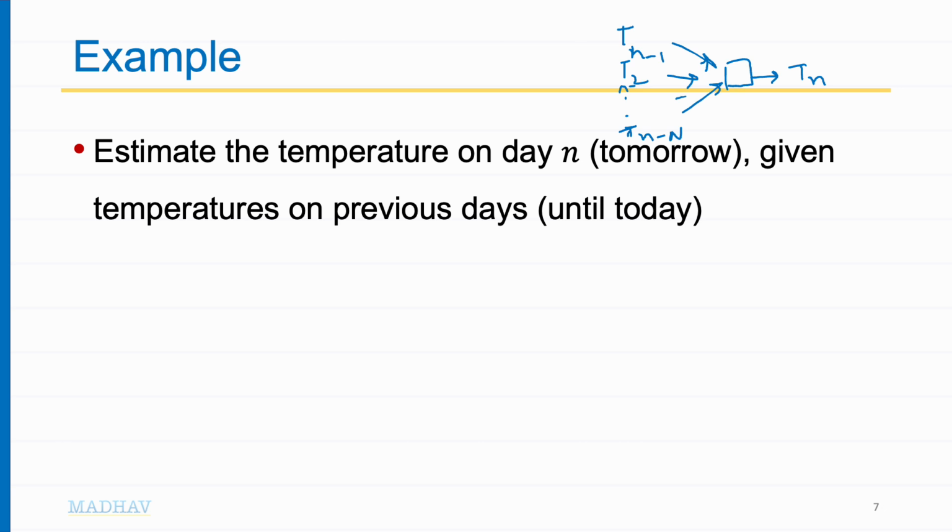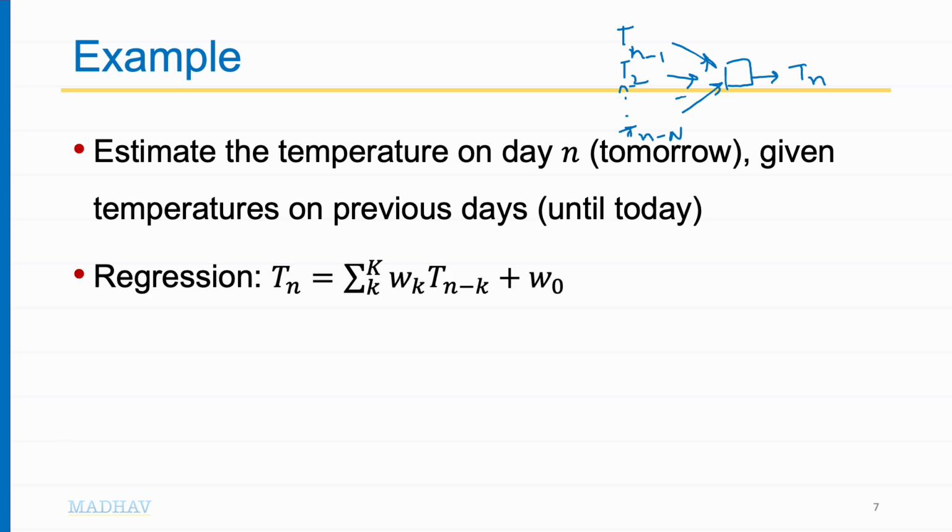What kind of model is this? It's a simple regression model. You look at the previous temperatures and just predict the temperature tomorrow.